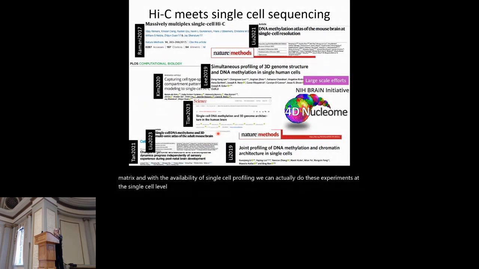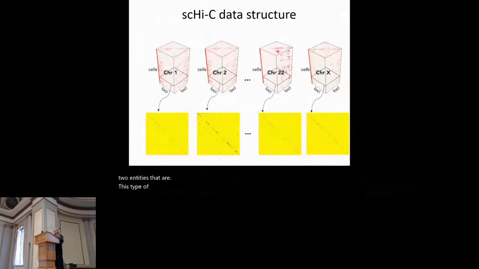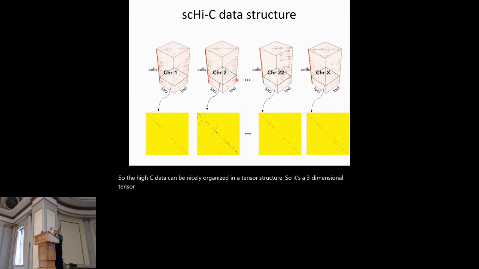And then for each cell, you get a contact matrix that quantifies the long-range interactions in that cell. Currently, the 4D Nucleome and NIH BRAIN initiative are two entities that have generated this type of data. So the Hi-C data can be nicely organized in a tensor structure. It's a three-dimensional tensor. One dimension is cells. You are stacking up the cells, and for each cell you have a matrix. This opens up nice high-dimensional tensor-related problems.